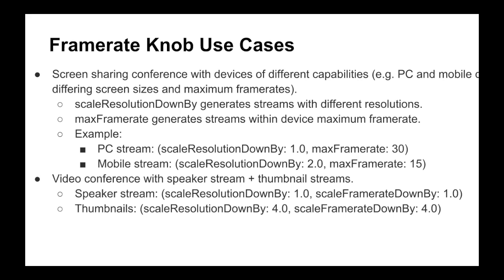So that's one case that's been made for max frame rate. Another one, where scale frame rate down by might be useful, is a video conference with a speaker stream and thumbnails, where the single speaker would get the full resolution and the full frame rate, and then for the thumbnails you're both making them smaller and reducing the frame rate, because people aren't looking at that very much.